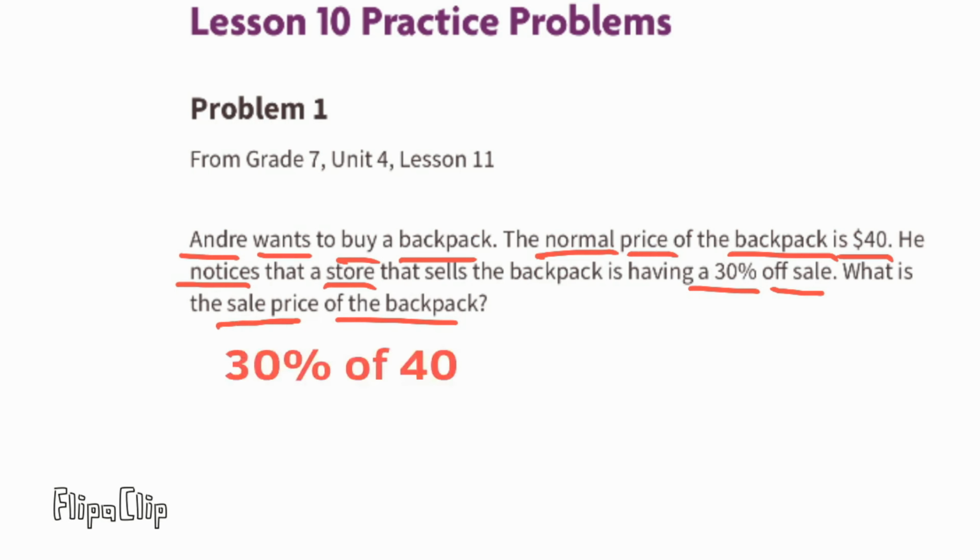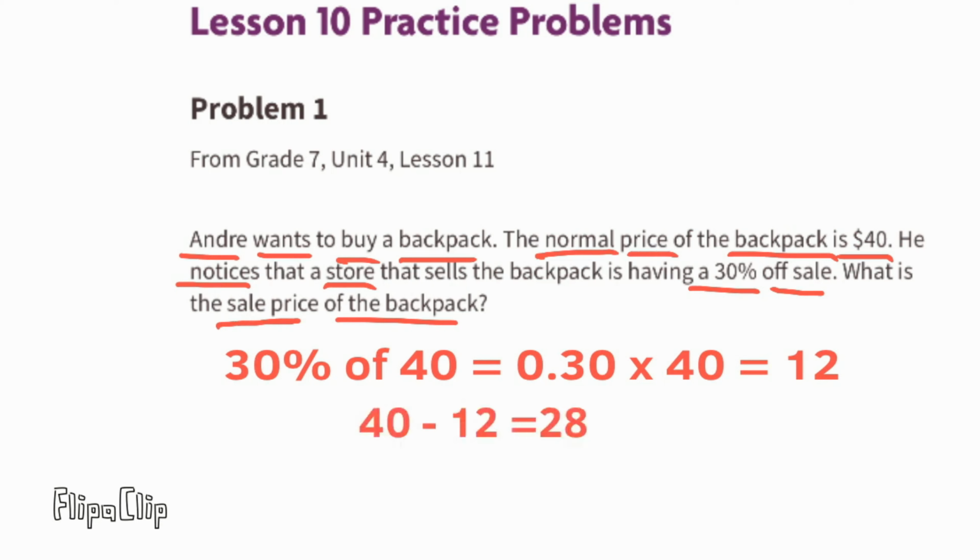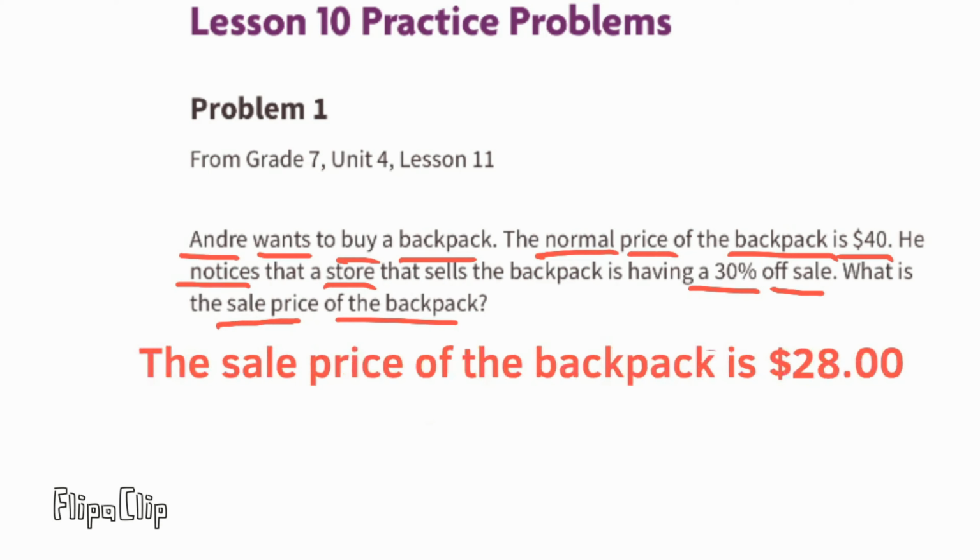We need to find 30% of 40. And we can do that by multiplying 30 hundredths times 40. And 0.30 times 40 equals 12. So 30% of 40 is 12. Andre gets to take $12 off of the original price. 40 minus 12 equals 28. So the sale price of the backpack is $28.